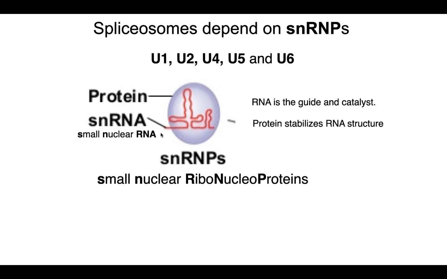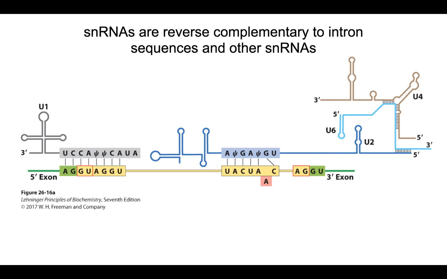And the RNA is going to be the guide and the catalyst. So again, in this form of splicing, we're relying on RNAs as the enzyme. Now, the intron isn't going to be the enzyme. It's going to be the RNA within these snRNPs. The protein is just there to stabilize the RNA structure.